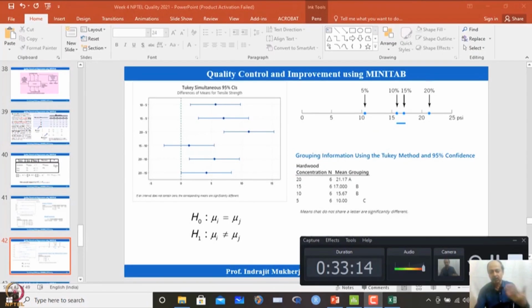starting with again one way analysis of variance, model adequacy check. Okay. Thank you.